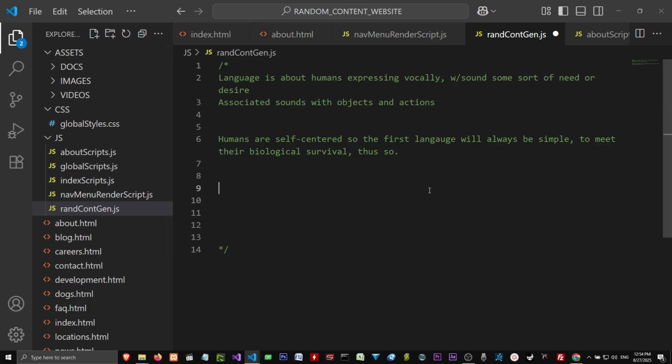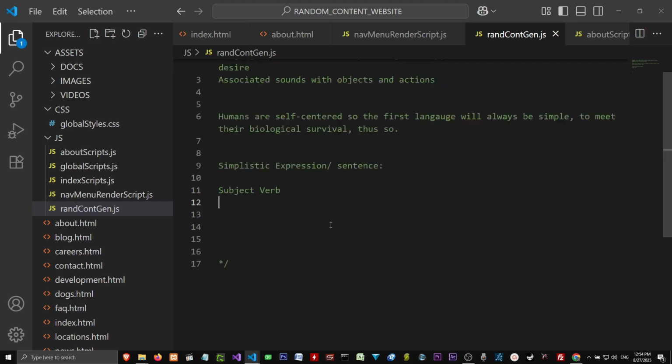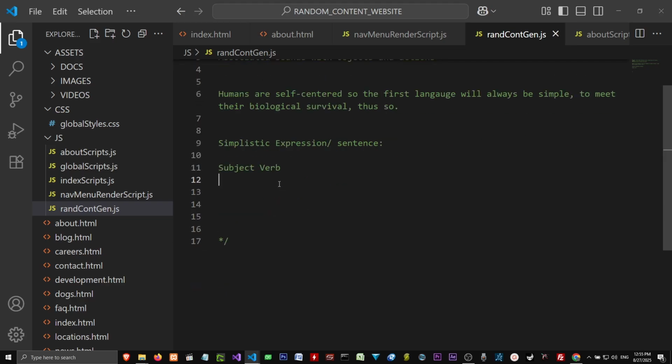So let's go ahead and start with some really simplistic examples. I'm going to go ahead and copy here, paste it. So, simplistic expressions and sentences. At the rudimentary level, it's going to be a subject and a verb. Because what do humans do? The human's first thought is me. I need to survive. And what do I need to do? I need to do a verb, right? And again, I'm taking this from the perspective of an English speaker, right?